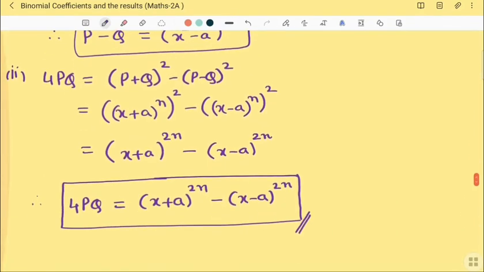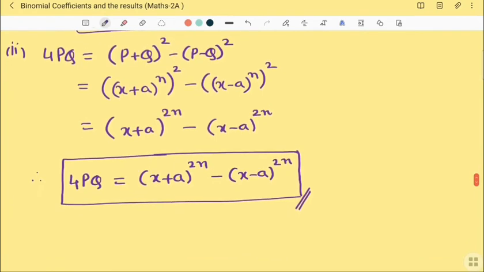Consider the second question, 4pq. It is in the form of 4ab. So a plus b whole square minus a minus b whole square. It is like p plus q whole square minus p minus q whole square, which is equal to, substitute the respective values of p plus q and p minus q, and we'll get the required solution. We'll move to the next one.